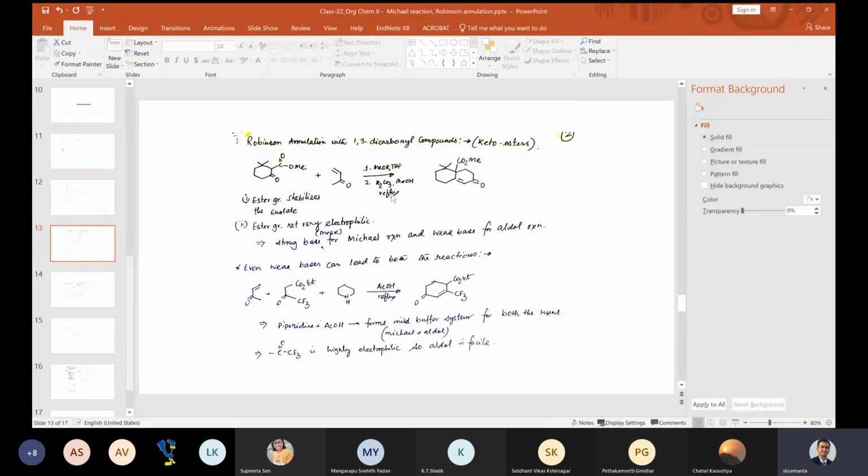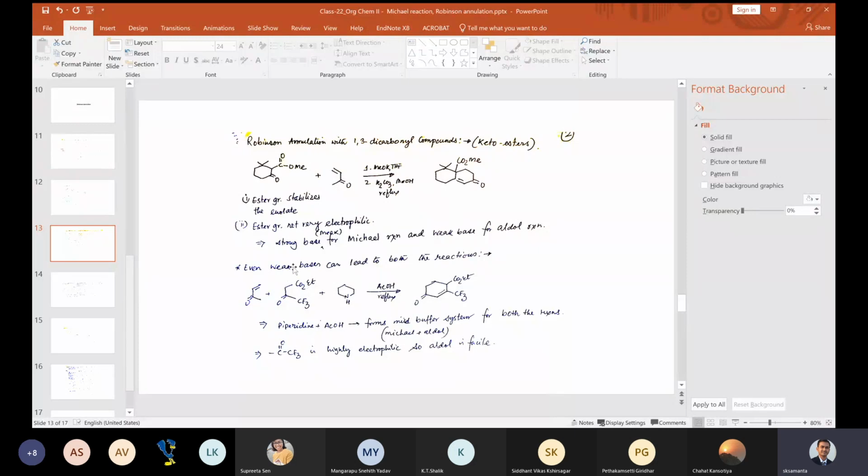But for the second step, potassium carbonate has been taken, which is a weaker base. Methanol and reflux, the heating condition, for this aldol condensation followed by dehydration step. Sometimes, if this Michael acceptor is very stable, a weak base could also do both the reactions.